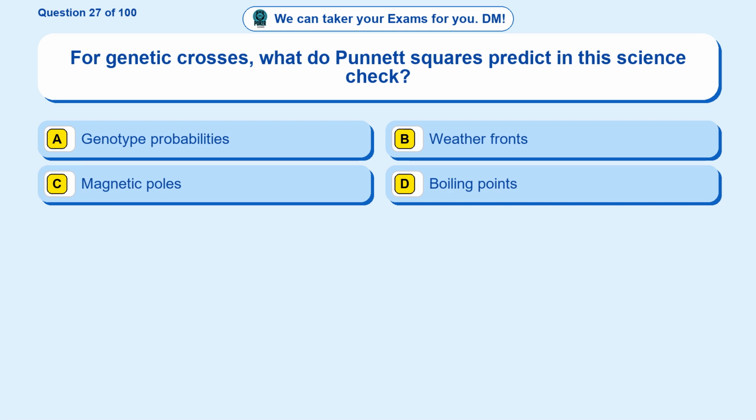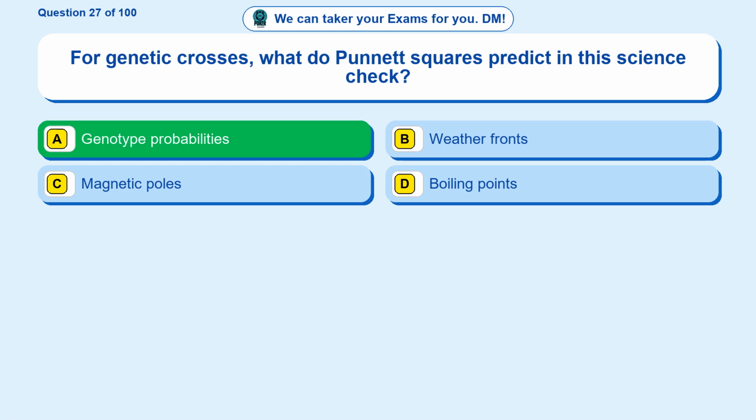Question 27. For genetic crosses, what do Punnett squares predict in the science check? Option A, genotype probabilities. Option B, weather fronts. Option C, magnetic poles. Option D, boiling points. The correct answer is option A.